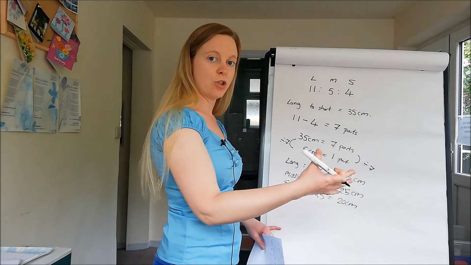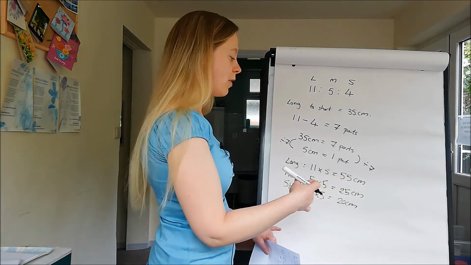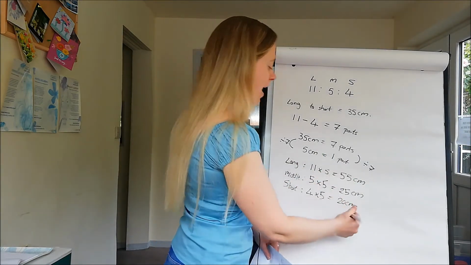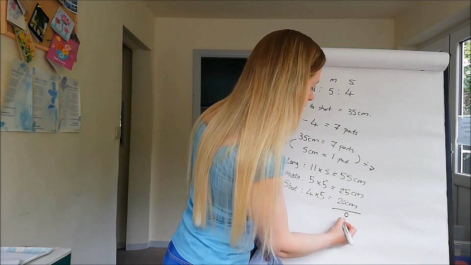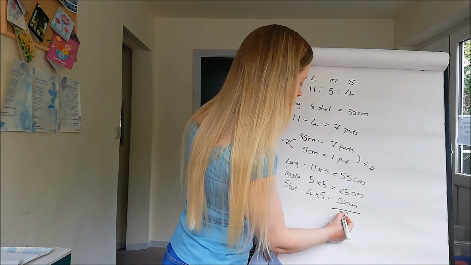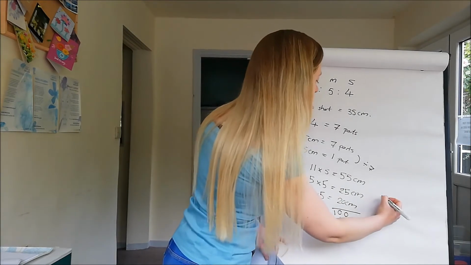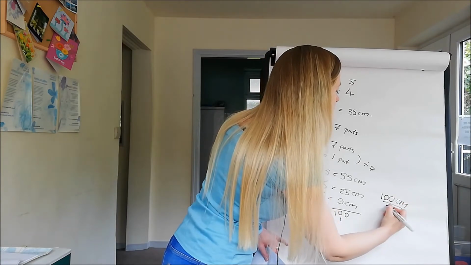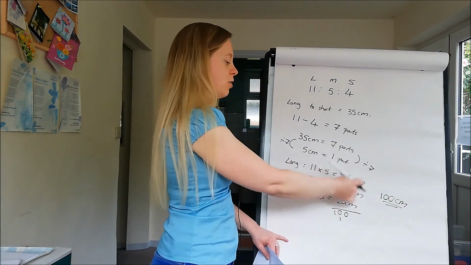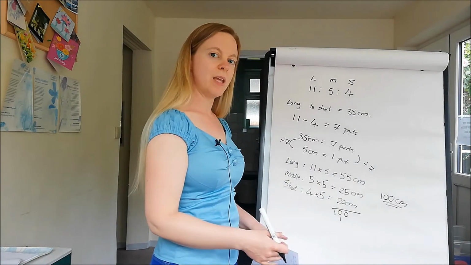And the question asked us, what's the perimeter of the triangle? Well, perimeter is all the sides added together. So if I add those up, I get 100 centimetres. So the perimeter of that triangle, adding those sides up, would be 100 centimetres.